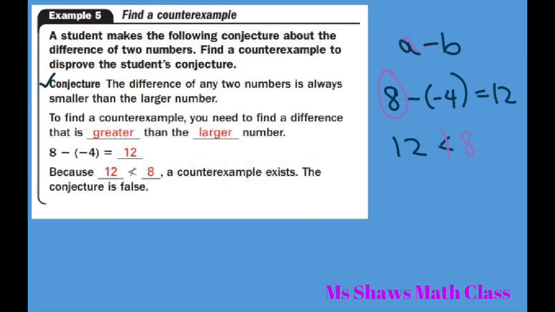So let's pick a big number. 5 minus -2. So our bigger number is 5. Well, this equals 7. So our 7 is bigger than 5.